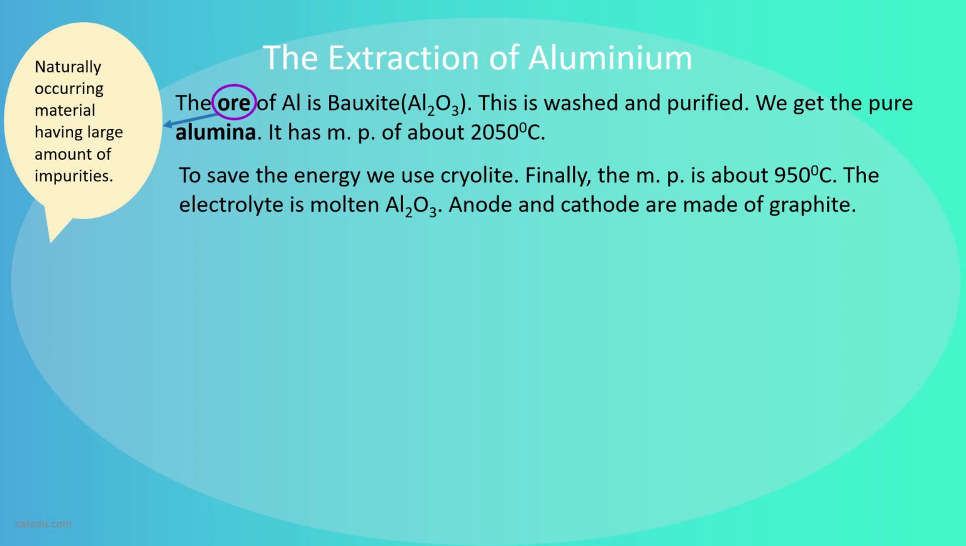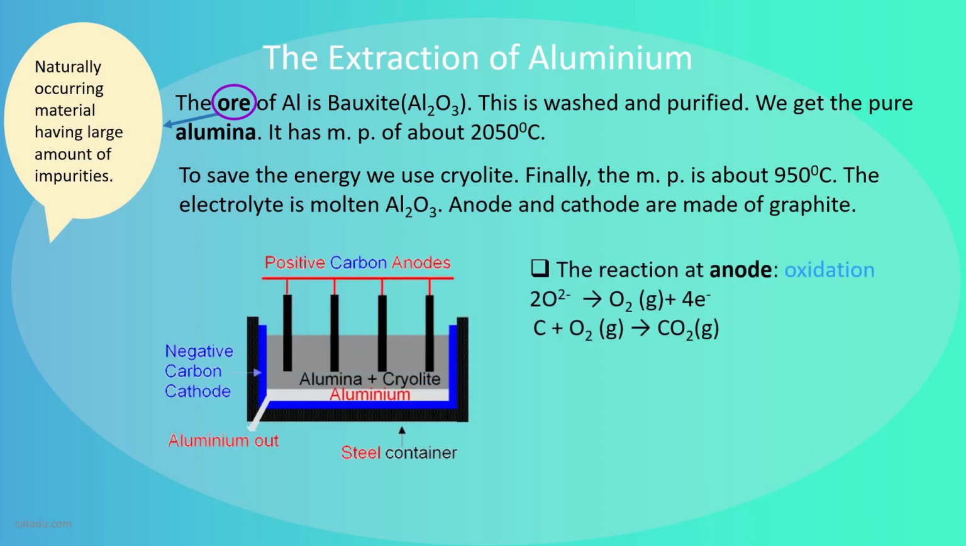The reactions at the anode: oxide ions move towards the anode and oxygen gas is produced. At this temperature, the anode reacts with oxygen and makes carbon dioxide. Only the positive ion, aluminium ion, is present there. It moves towards the cathode and gives molten aluminium. This aluminium is collected and used for many purposes.